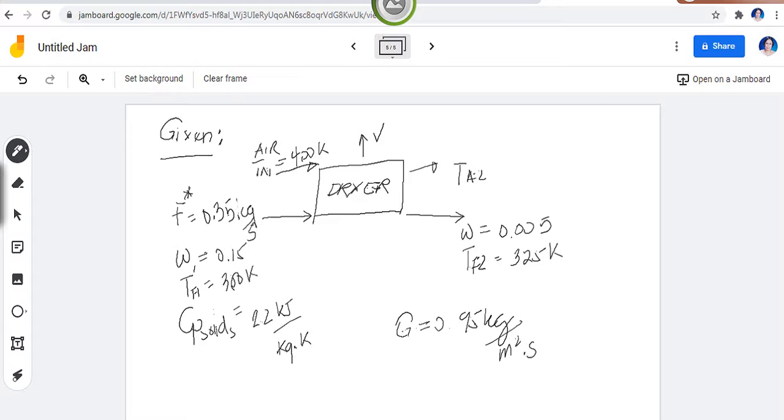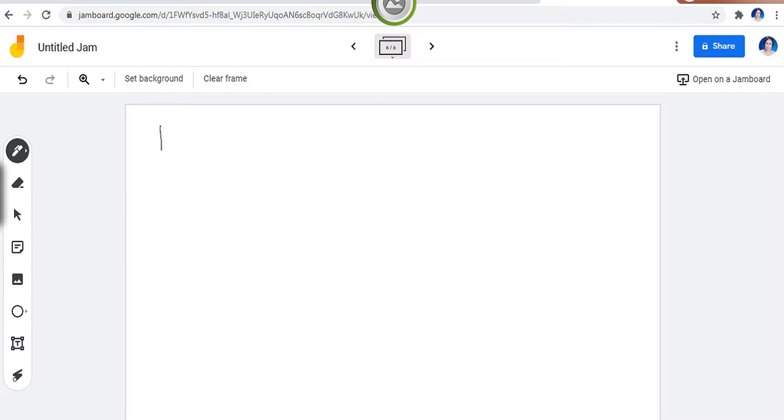And you're given the humidity. You have your humidity here for air. I will just place it in here. There's no space there. It is 0.01 kilojoule per kilogram dry air. And aside from that, we have the TA1, which is already 400. So these are your given information for the problem, and the problem requires that you determine the diameter and the length of the dryer.